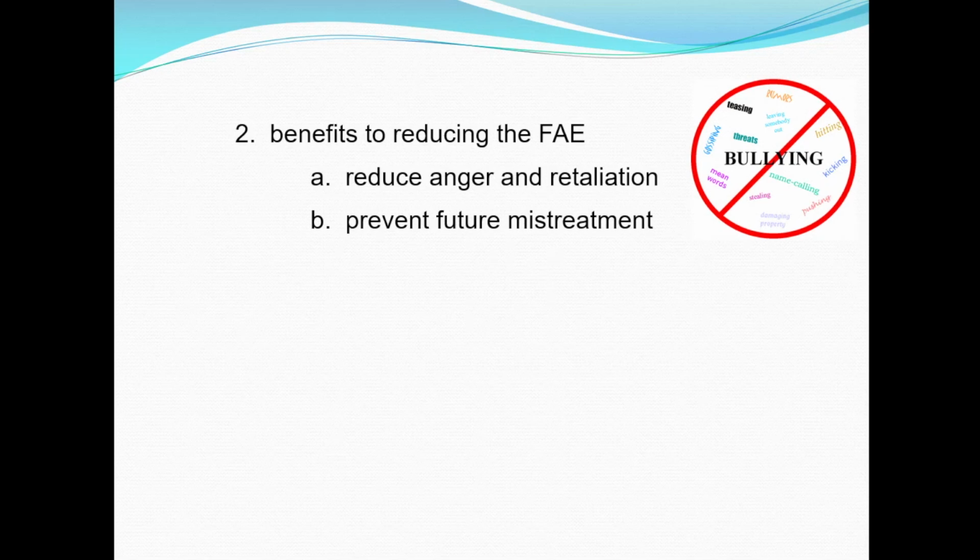Another benefit of reducing the FAE is that it could prevent future mistreatment. I have some clip art here about bullying, and I'll talk to you about that. But let's stop talking about driving, and let's talk about a different example, like bullying. I'm sorry, it's kind of a dark example, but think about a bully, and think about what a bully does to other people. What a nasty kid, right? So let's not excuse the bully, let me just get that out in the open. We're not about to excuse the bully, but let's try to explain the bully.